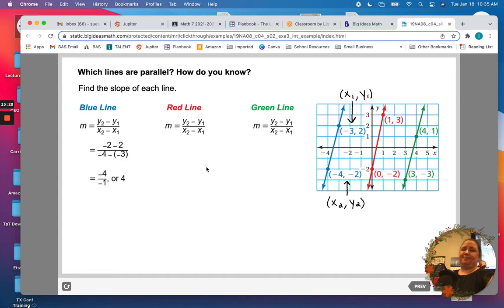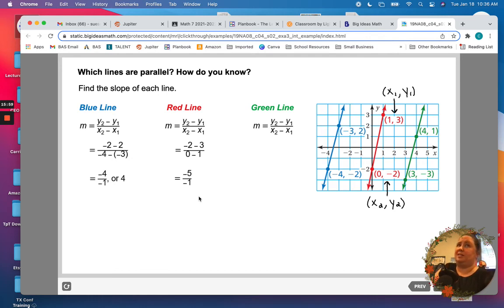Okay, let's look at the red line. Again, we're going to set the top to be the 1s and the bottom to be the 2s. So, we're going to write negative 2 minus 3. What would be our bottom number? 0 minus negative 1. Very good. What is negative 2 minus 3? Negative 5. And then what is 0 minus 1? Negative 1. So we have negative 5 over negative 1, which makes it a positive 5.